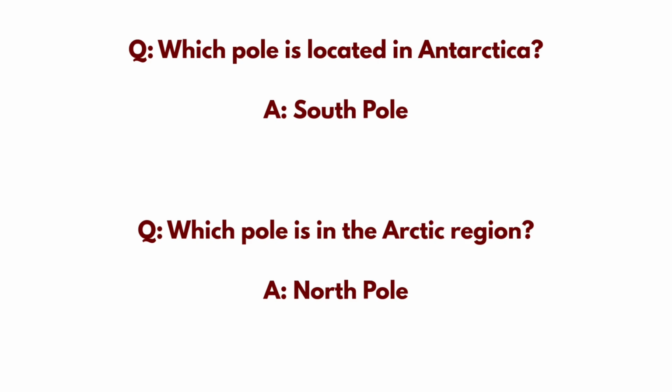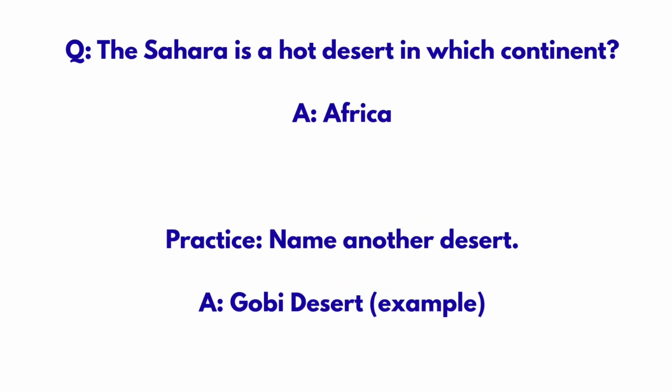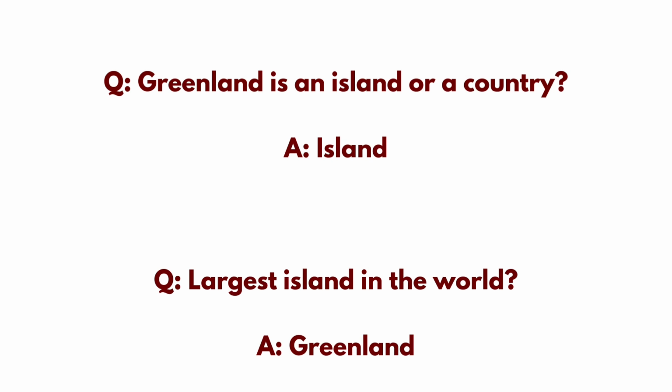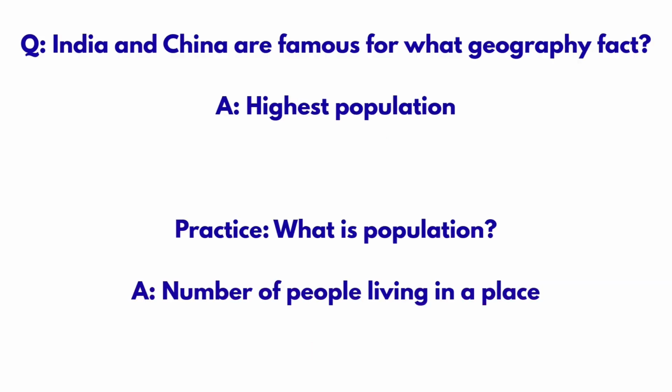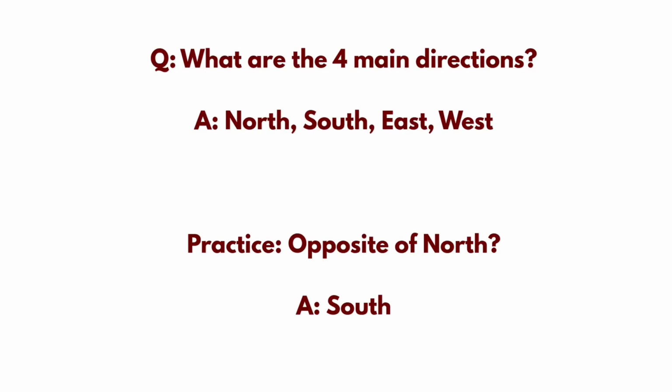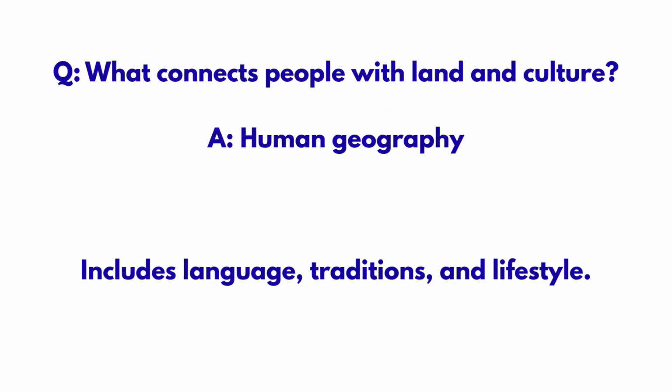Which pole is located in Antarctica? South Pole. Which pole is in the Arctic region? North Pole. The Sahara is a hot desert. In which continent? Africa. Greenland is an island or a country? Island. India and China are famous for what geography fact? Highest population. What are the 4 main directions? East, west, north, south. What connects people with land and culture? Human geography.